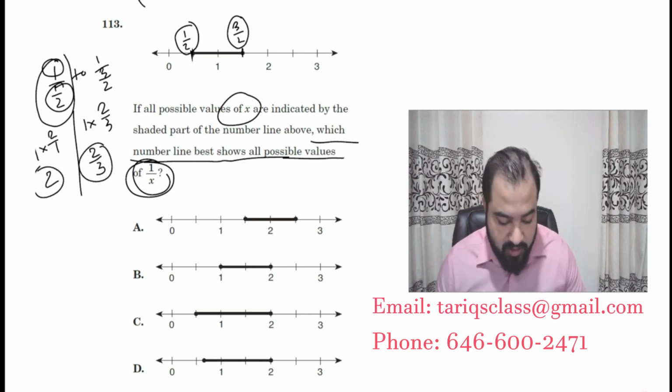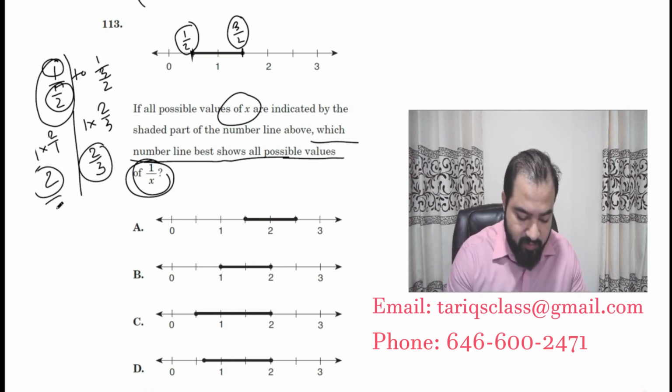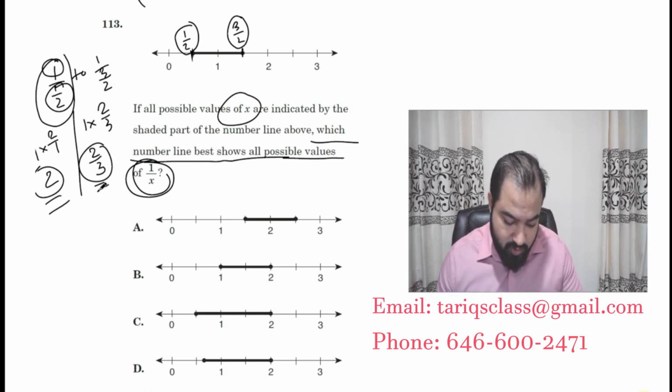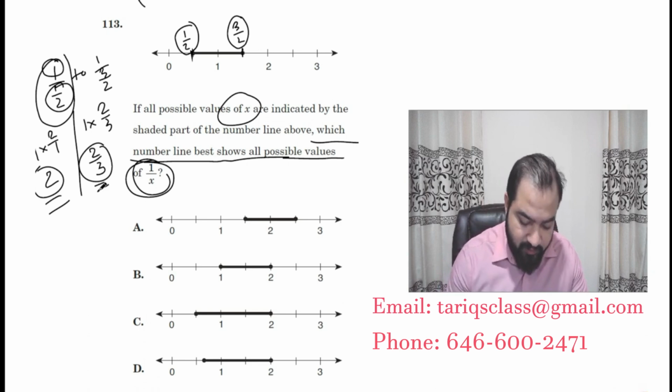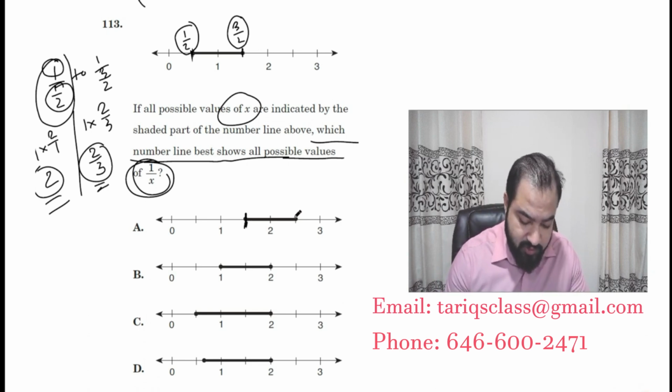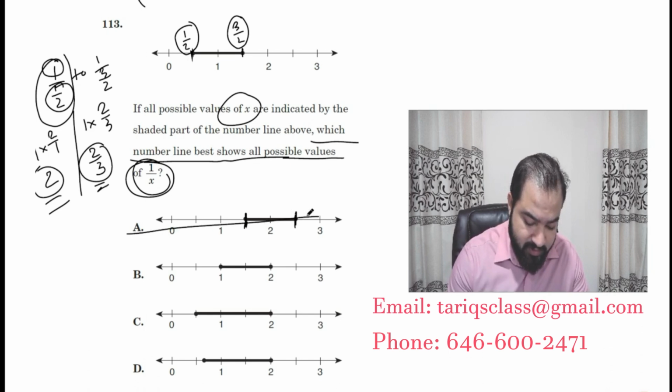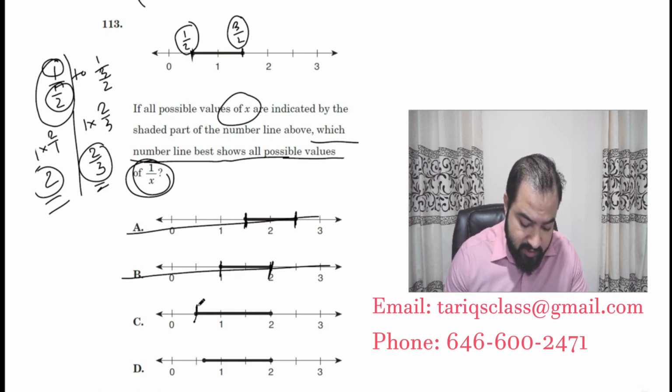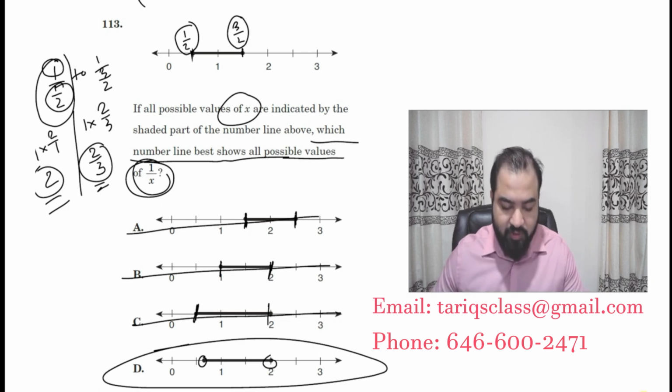So now let's see which interval is from 2/3 to 2. Let's see the first number line, which is 1.5, which is 3/2, to 2.5. That's not it. This is 1 to 2. That's not it. And that's a half to 2. That's not it. So this is a little bit more than half, so I would say 2/3 to 2. So yeah, D looks the better option, so we'll go with D.